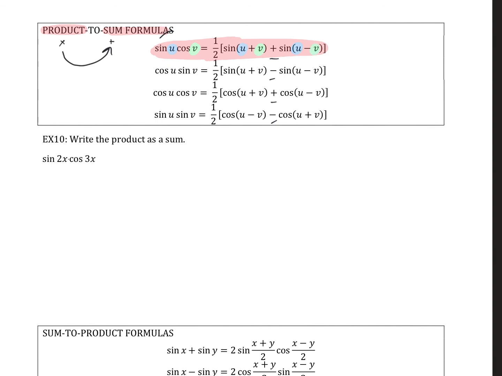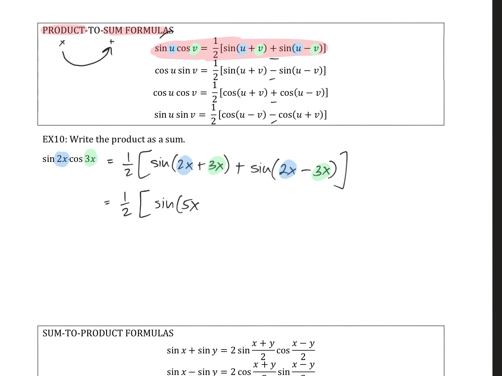So let's go ahead and rewrite this. Oops, sorry, let me color code this. This was our v value, and this is our u value. Okay, so that's going to equal half sine of 2x plus 3x plus sine of our u value 2x minus v 3x. Let me go ahead and color code this as well, so we can see the values. And there we go. Okay, so simplifying, we'll end up with half sine of 5x plus sine of 2x minus 3x is going to end up giving us a negative x.